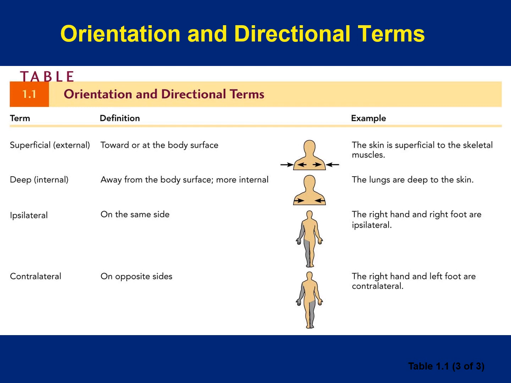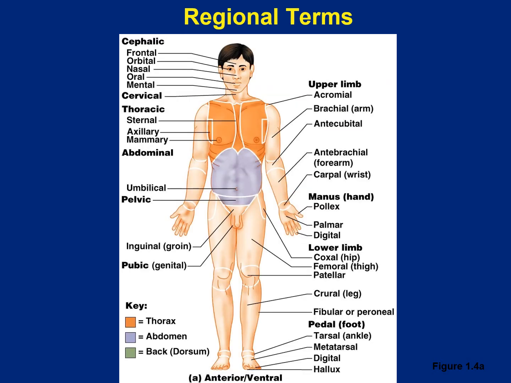Now, we also have superficial, which is external, and deep, which is internal. So superficial means you're closer to the skin. Deep means you're kind of buried down inside. Okay. So the skin obviously is superficial to your muscles. Your muscles would be deep to your skin. These are just some terms that you're going to be seeing throughout, but we'll get to those later.